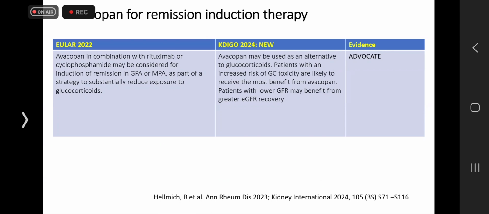Moving on to the second important update in the KDIGO 2024 and also in the EULAR 2022, which is the use of avacopan. So avacopan in combination with rituximab or cyclophosphamide may be considered for induction of remission in GPA and MPA as part of a strategy to substantially reduce exposure to glucocorticoids. And this is the recommendation in both, but in KDIGO 2024, it also mentions patients with lower eGFR may benefit from greater eGFR recovery, and I will show you the data for that.